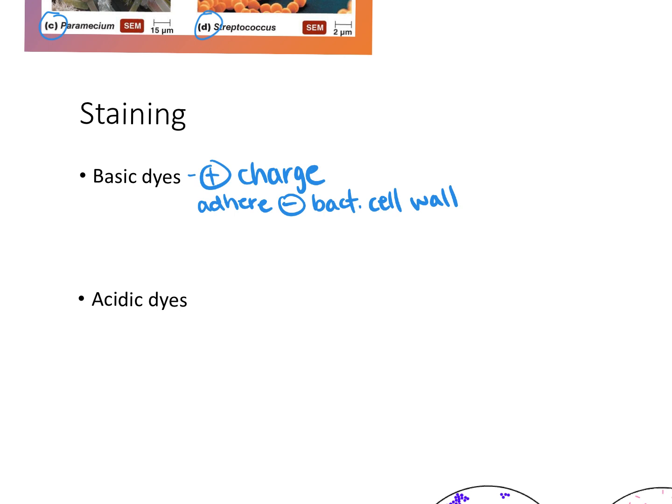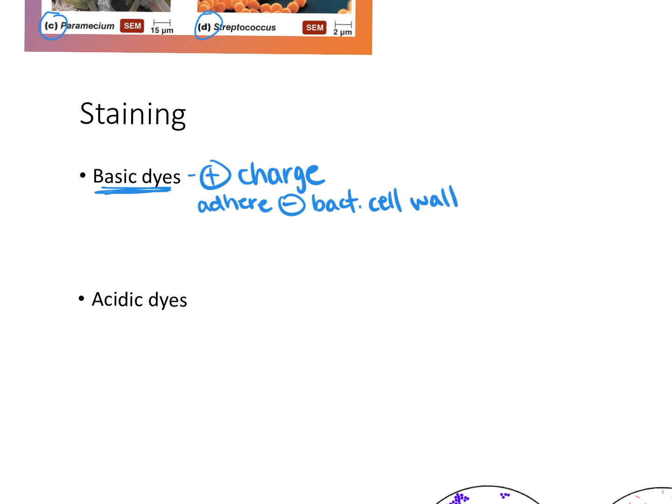Okay, we'll talk later about the difference between a gram-positive and a gram-negative cell, but that doesn't have anything to do with the charge of the cell wall. It's just positive for this gram reaction or negative for a gram reaction. Okay, so most of the dyes that we use, they're just going to stain the outside of the cell wall.